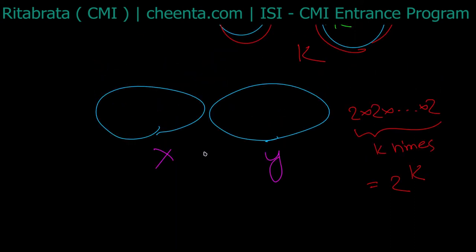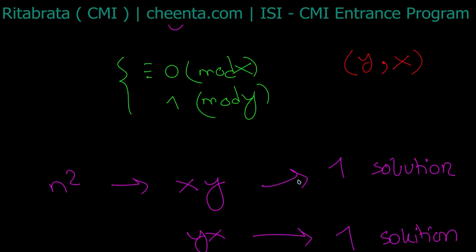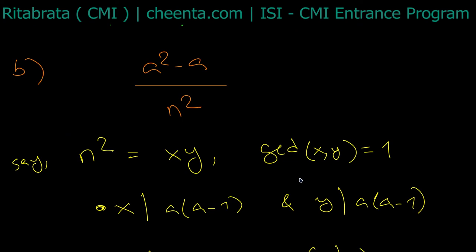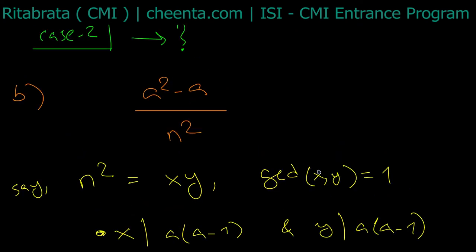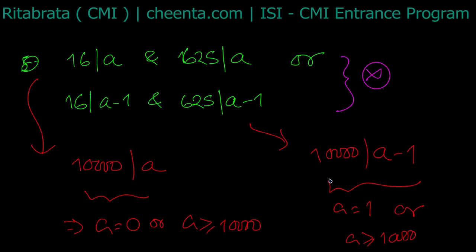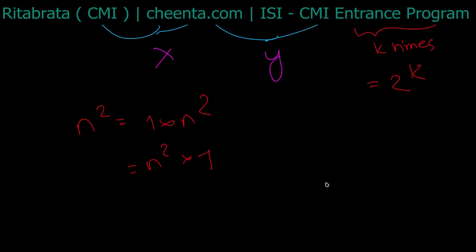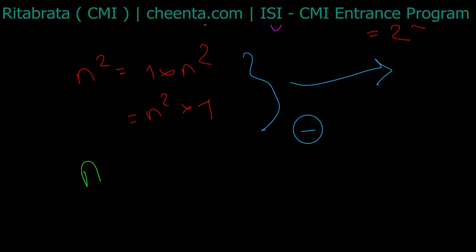But we need to exclude some cases, because it is possible that n squared equals 1 times n squared and n squared times 1. In these cases, the choices of x and y should not satisfy the given condition, because n squared divides a squared minus a related step, and they don't give any solution. You can easily check that out. So 1 times n squared and n squared times 1 are solutions counted in those 2 to the power k solutions. You have to subtract these two solutions. So my answer, the total number of possibilities, is 2 to the power k minus 2.